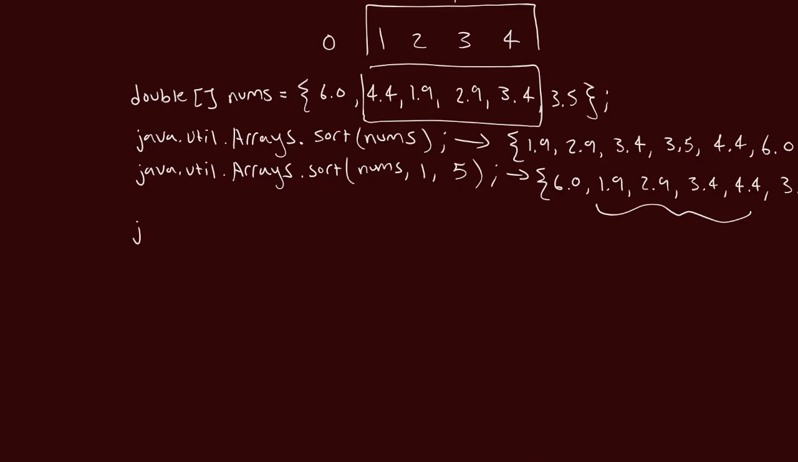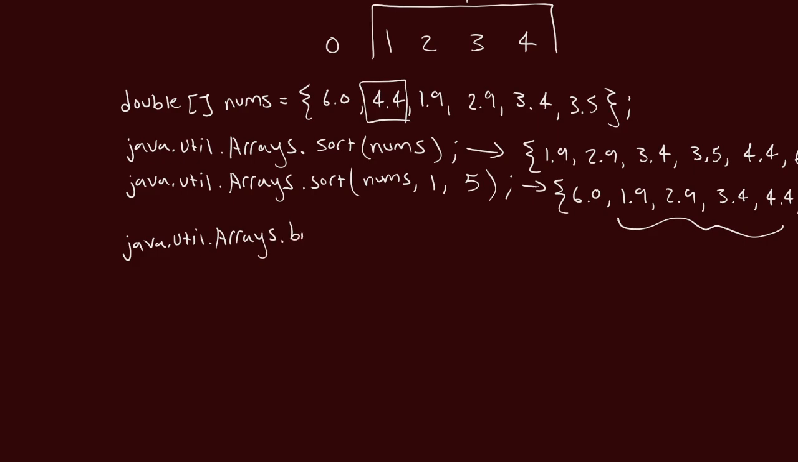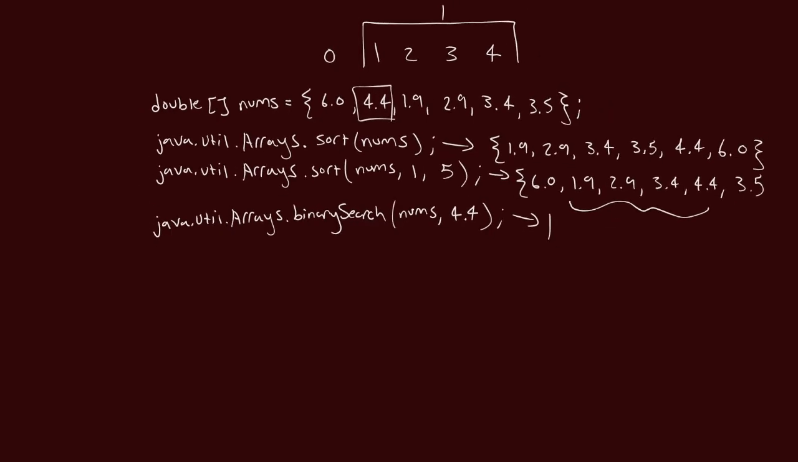Then let's say you want to find the index of 4.4. What you do is java.util.Arrays.binarySearch, pass in your array name, which is nums, and then the value you want to look for. So we want to look for 4.4, and this will give us 1, because that's the index 4.4 is located at.